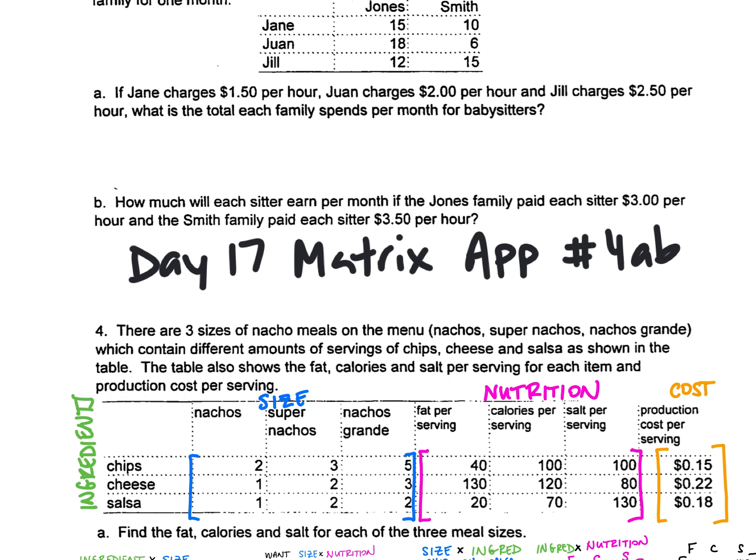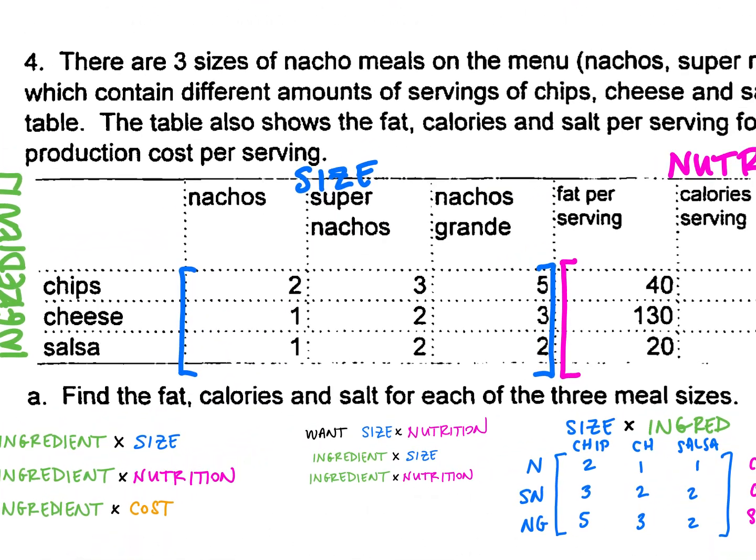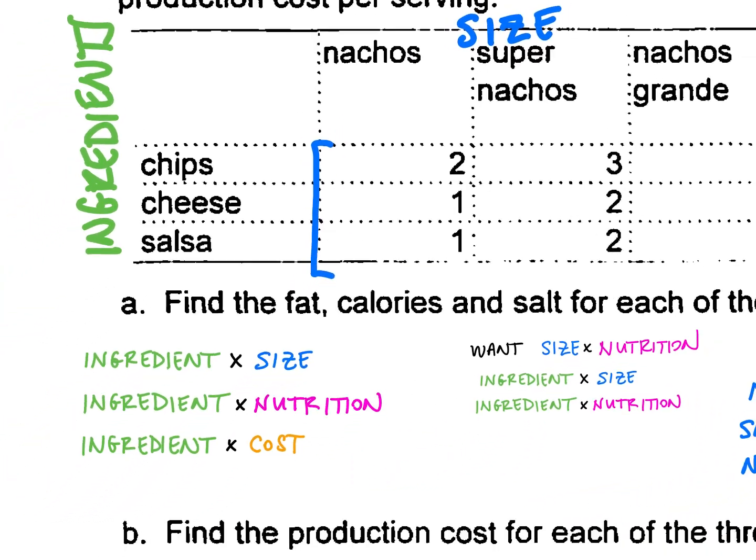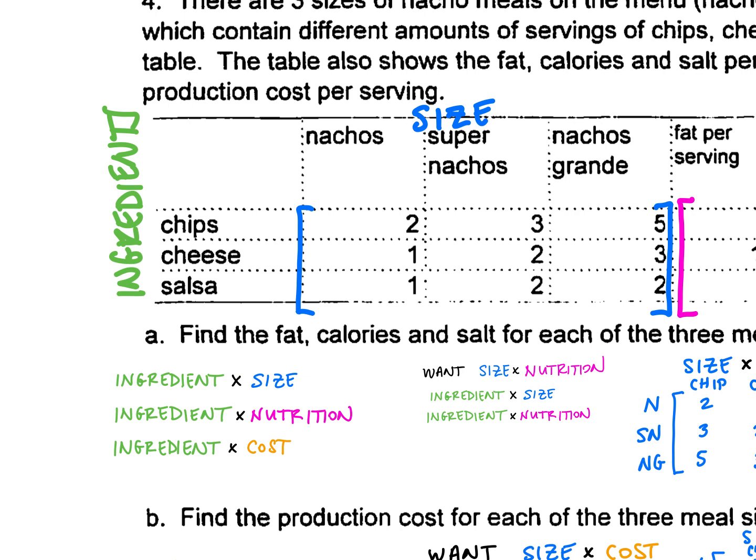So just remember that. Okay, so we're going to work on example A and B. You will need your calculator handy because we're going to plug these matrices into our calculator and do some matrix multiplication with them. So this first example here wants us to find the fat, calorie, and salt for each of the 3 meals. So the first thing I did was I labeled the matrices that we have. The blue matrix is our ingredients by size. The pink matrix was the ingredients by the nutrition. And the orange matrix was the ingredients by the cost.